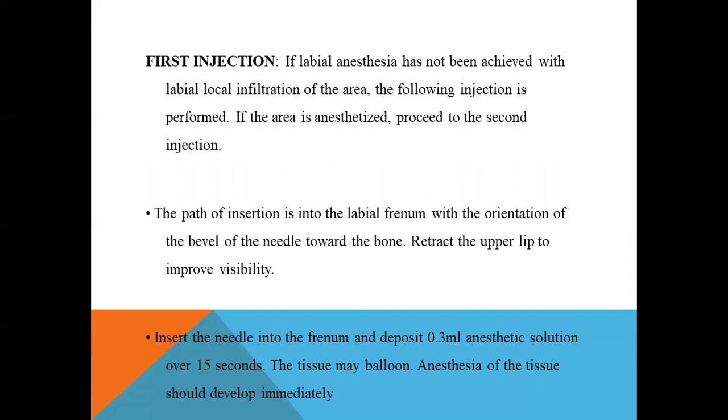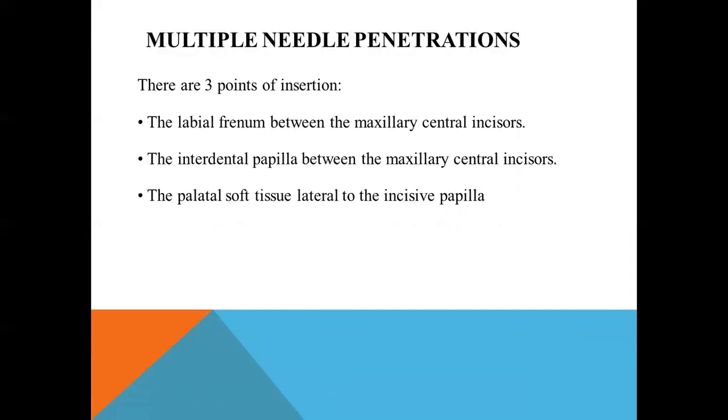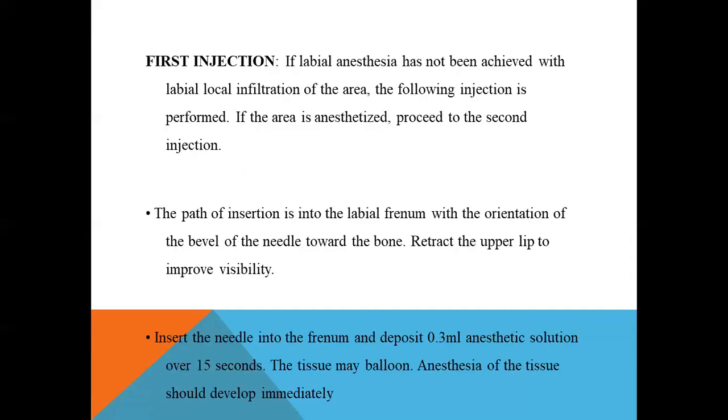First, if labial anesthesia has not been achieved with a labial local infiltration of the area, the following injection is performed. If the area is anesthetized, proceed to the second injection. If not, stay with the first point of insertion, the labial frenum between the central incisors. The path of insertion is into the labial frenum with the bevel oriented towards the bone. Tap the upper lip to improve visibility. Insert the needle into the frenum and deposit 0.3 ml of anesthetic solution over 15 seconds. The tissue will swell up and anesthesia of the tissue should develop immediately.